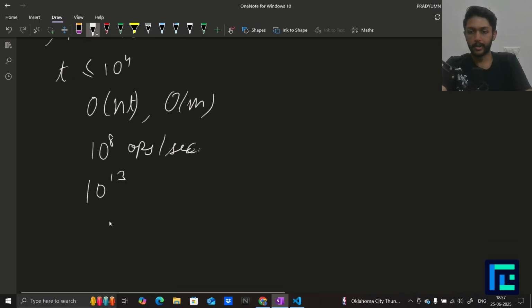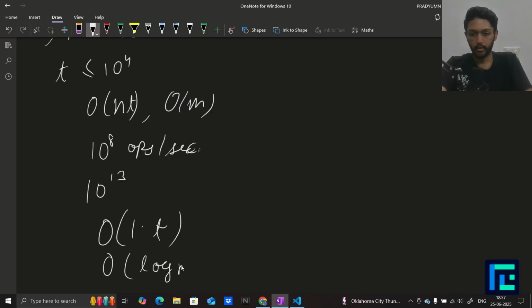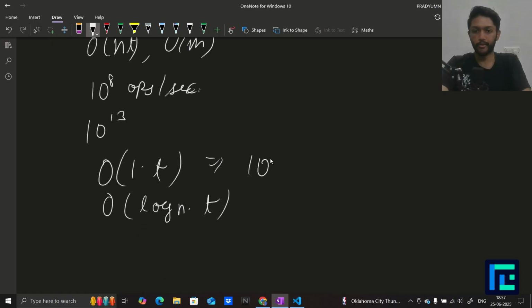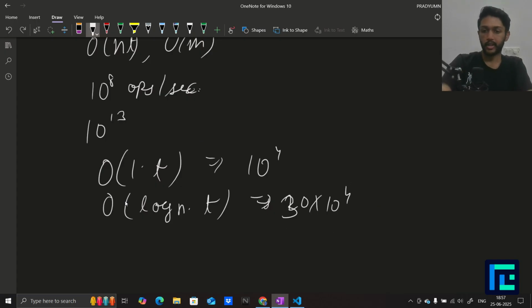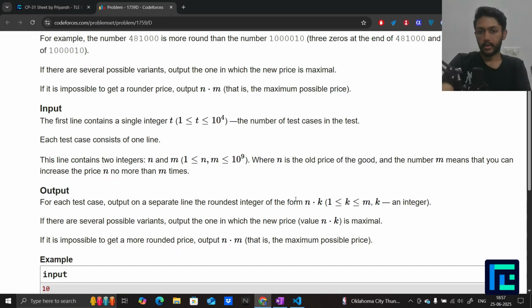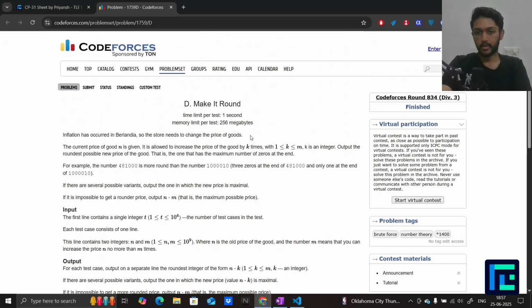So if you try O(1) times t, or O(log n) times t, that will pass, because t is 10 to the power 4 only, and this is 20 times 10 to the power 4 or something, or 30 times 10 to the power 4. So if you can do it in log n or O(1), then that is fine. Right? So now at this point, you can try and pause the video to solve the problem by yourself.